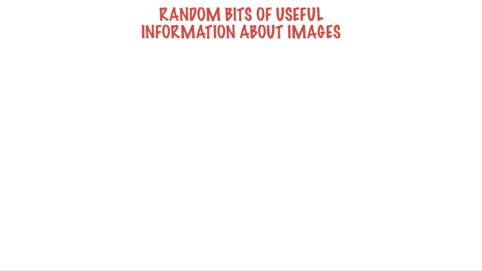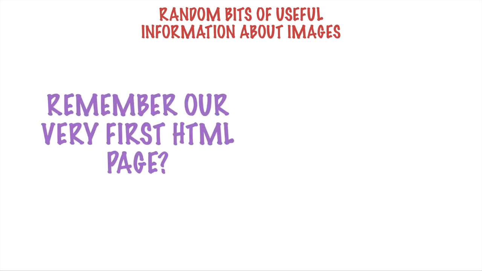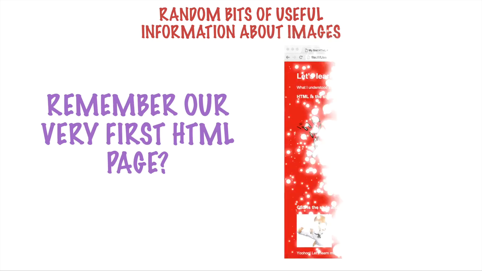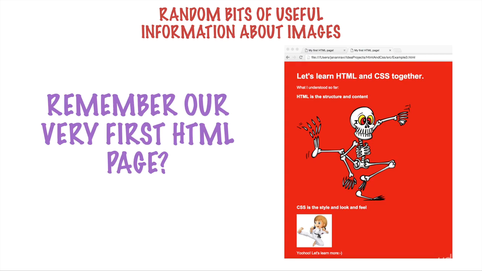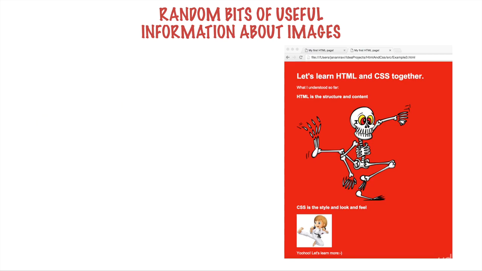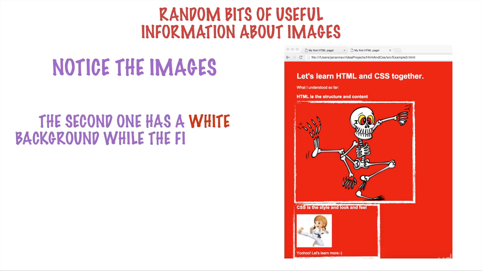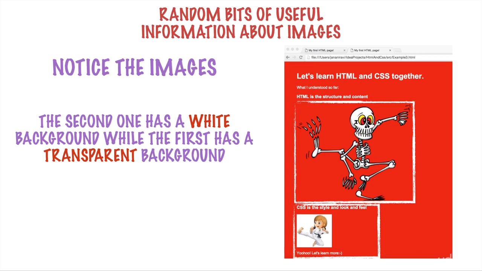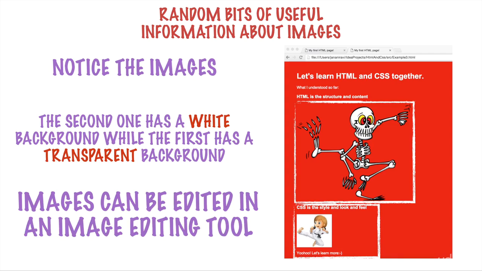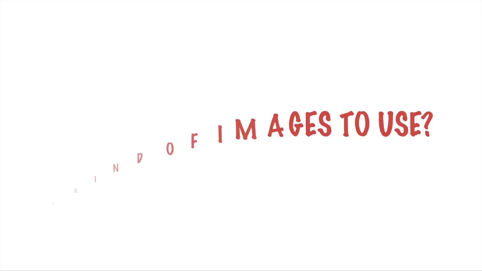Let's cast our mind's eye back to our very first HTML page. If you recall, it was a page with a bright red background and it had 2 images. It had the skeleton up top and it had the little girl doing a karate kick down below. Let's for a second zoom in on those 2 images. Notice that the image of the skeleton is transparent. The image of the little girl, on the other hand, is opaque and it has a white background. This has a lesson for us. Images can have their properties modified. For instance, you can edit an image in an image editing tool such as Adobe Photoshop or Inkscape and make it transparent. This depends also on the type of the image.